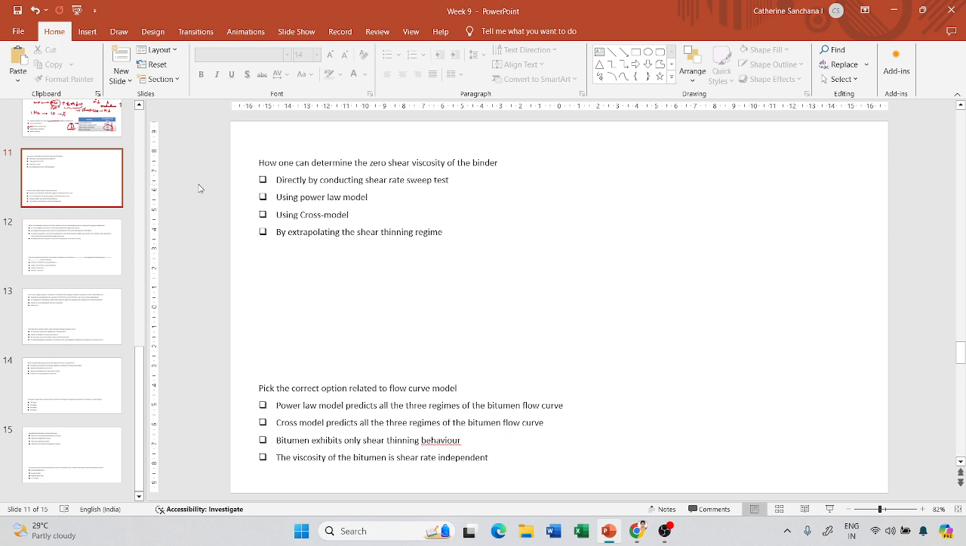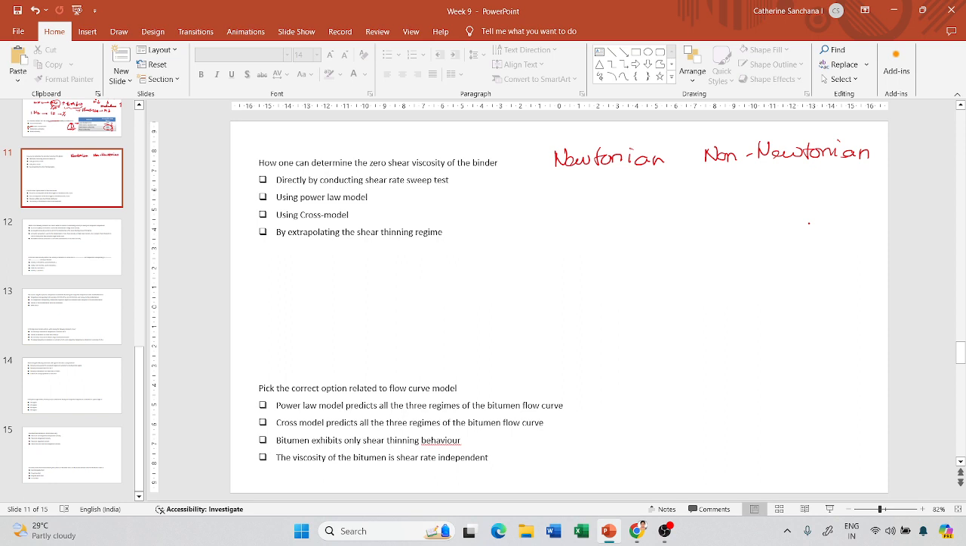How can one determine the zero shear viscosity of the binder? Okay. So a few slides back I was explaining about Newtonian response and non-Newtonian response, right?